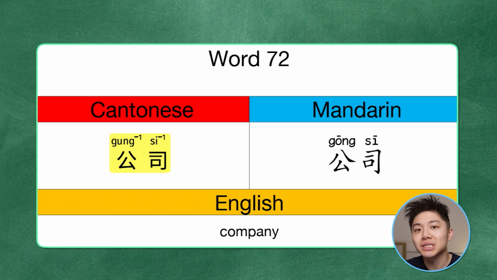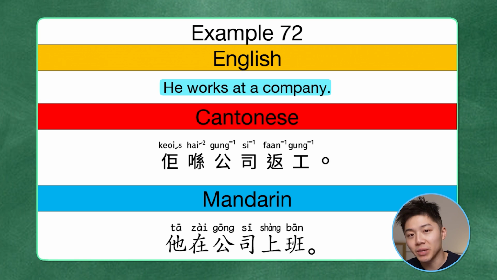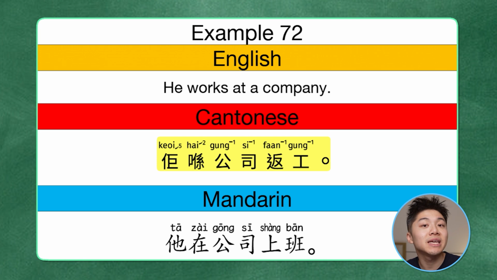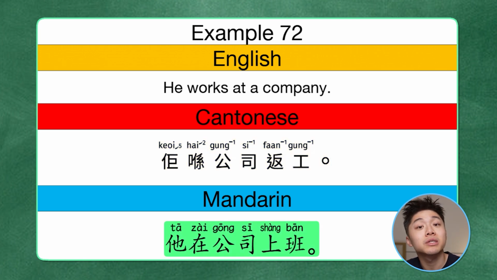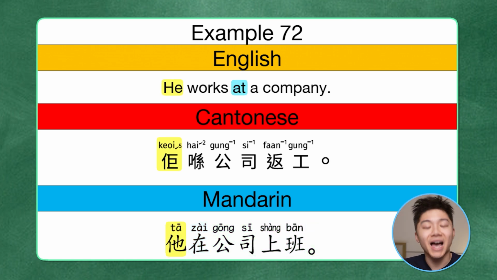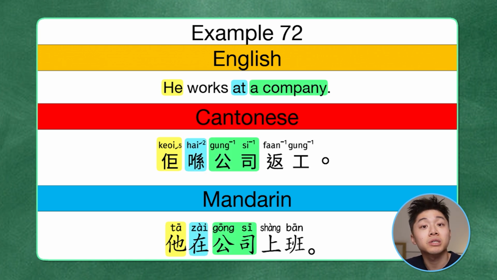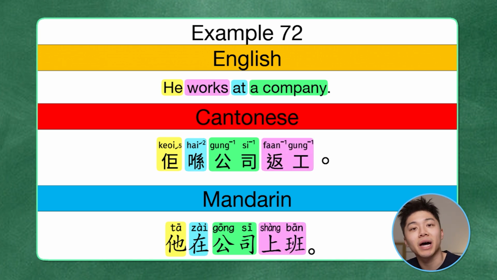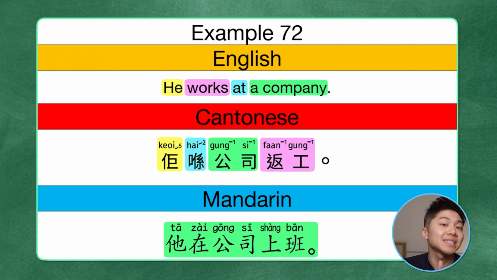Next, company. Cantonese, 公司. 公司 in Mandarin. So for example, he works at a company. Cantonese, 佢喺公司返工. In Mandarin, 他在公司上班. 佢 is he, she, it in Mandarin, 他. At is 喺 in Cantonese, in Mandarin 在. 在公司 is basically at the company in Mandarin. And then 返工 means to go to work in Cantonese. In Mandarin, we normally say 上班. So 佢喺公司返工, 他在公司上班.